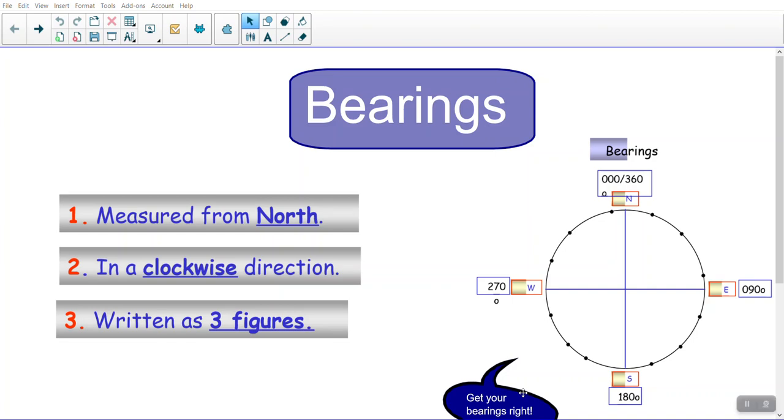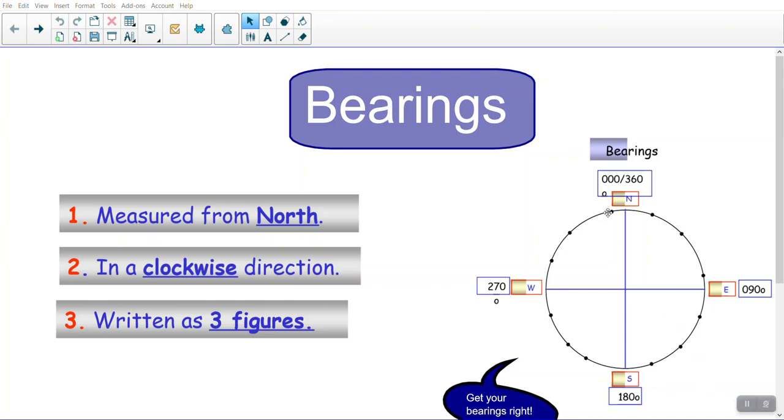In this video, we'll cover the basics of bearings. To start with, what are bearings? Bearings are basically angles. Three points to remember whenever we use bearings: 1, it is measured from the north. It is always measured in the clockwise direction and written in 3 figures.